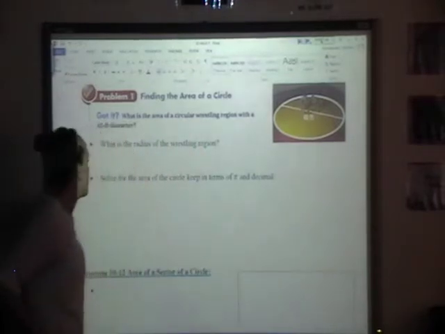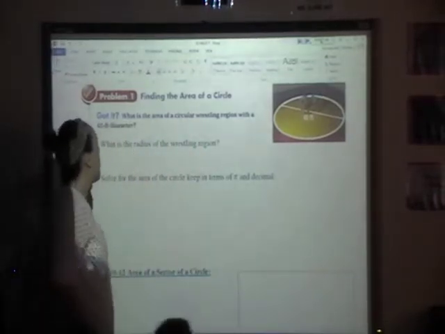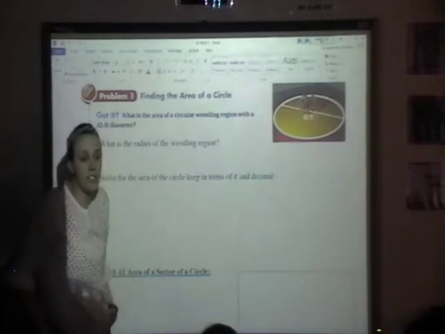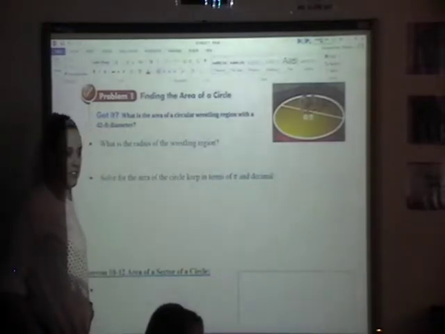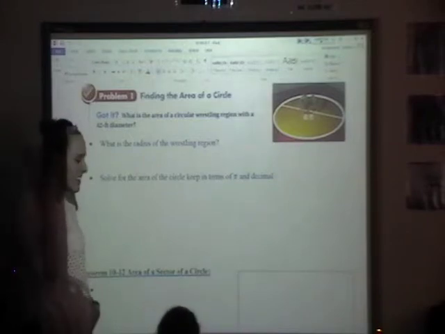Here's a wrestling mat. This is grosser than anything else. It says, what is the area of a circular wrestling region? Hey, Justin, Danny. What's so wrong with their clothes? Huh? What's so wrong with wrestling? You can get nasty things.